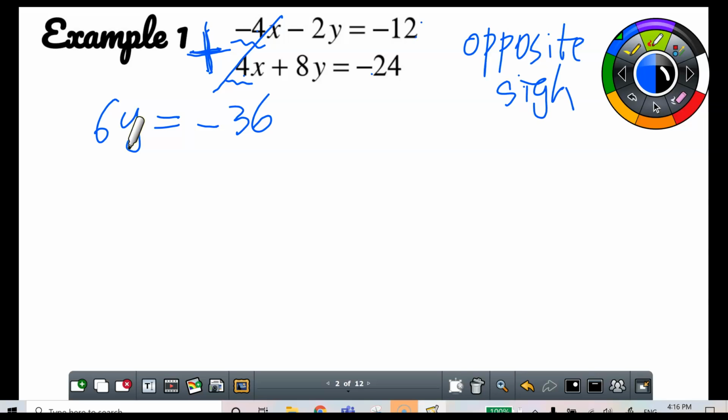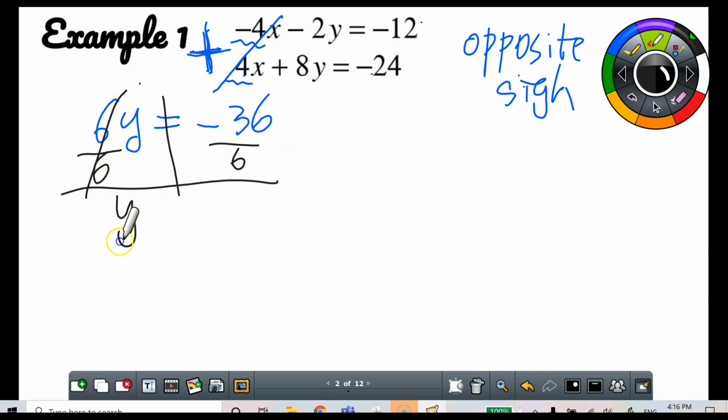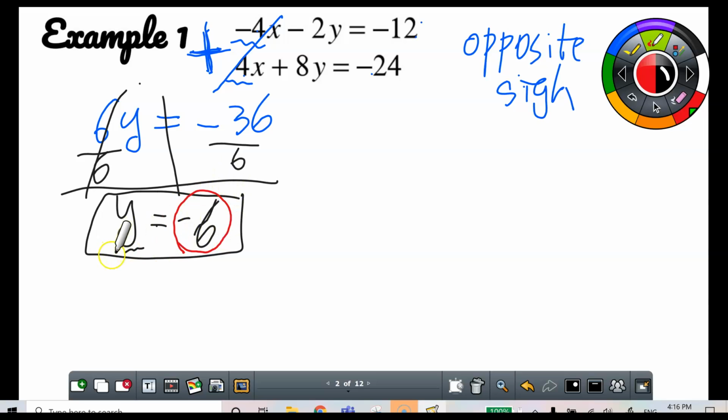Now you can keep solving this equation for y by getting rid of the 6 by division. So we have y equals -6. So you have one of the solutions. And we know for a system of equations, we need two solutions. So we already have y, the other solution is x. So what are you going to do? You are going to plug -6 in for y in either of these equations. You can use whatever equation you want here.